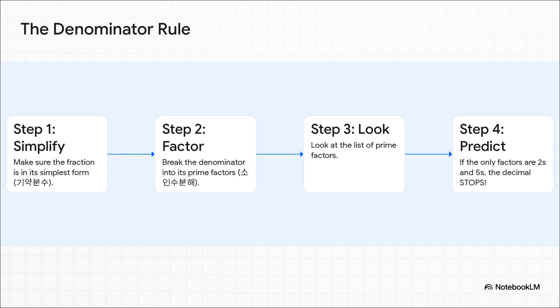Step 1, and this is super important, make sure the fraction is as simple as it can be. You got to simplify it first. Step 2, look at that bottom number, the denominator, and break it all the way down into its prime factors, its smallest building blocks. Step 3, just look at that list of building blocks you found. And here's the magic. Step 4, if that list has only 2s and 5s, then the decimal is going to terminate. It's going to stop. But if you see any other number in there, like a 3, a 7, an 11, anything else, it's going to be a repeater. Guaranteed.